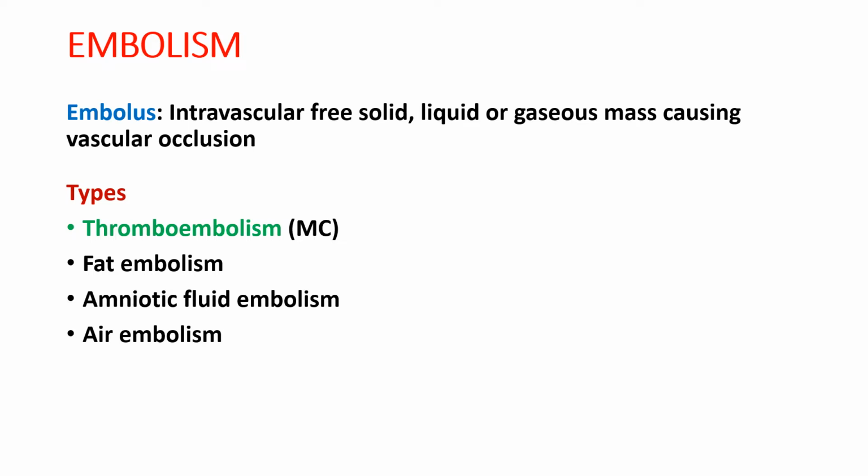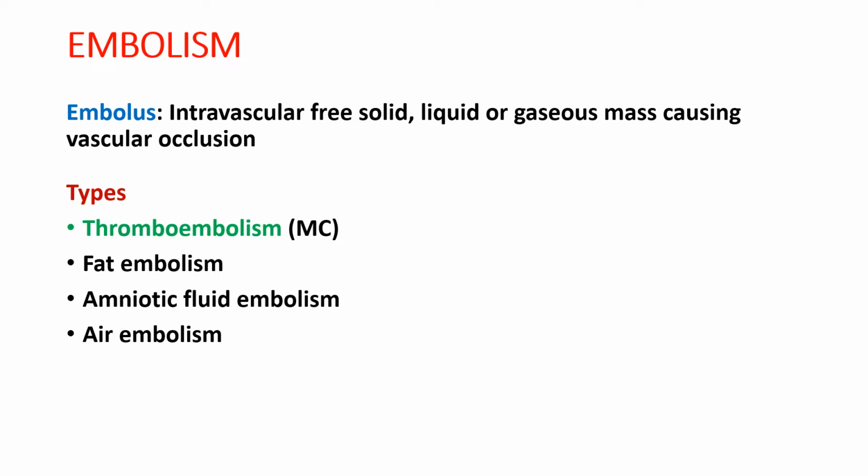So, embolus, in contrary to thrombus, can exist in any state. Thrombus is always solid, but embolus can be solid, liquid, or gas. And embolus is free in the circulation, but thrombus always has an attachment to the underlying vascular wall.